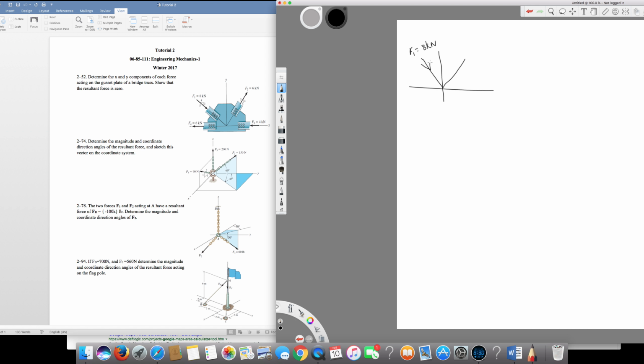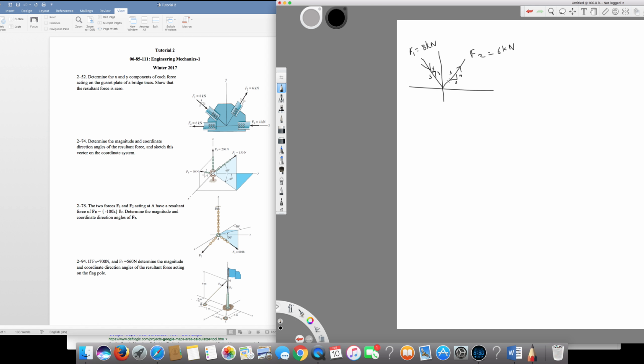acting in this direction, and they have given the opposite and hypotenuse right here. It's going to be 4, 3, 5, and F2 is equal to 6 kilonewton acting in this direction, and they have given this is going to be 4, 5 and 3.